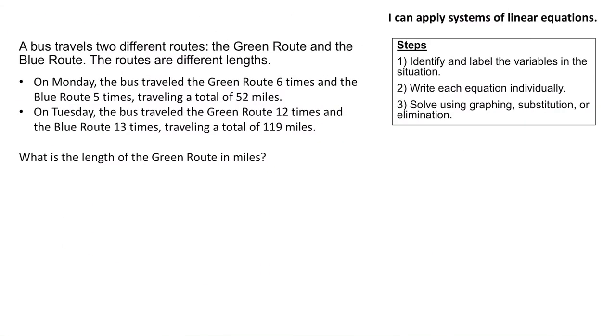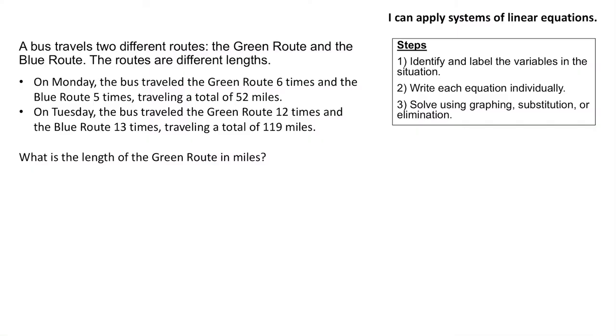So now let's try this problem. A bus travels 2 different routes, the green route and the blue route. The routes are different lengths. On Monday, the bus traveled the green route 6 times and the blue route 5 times, traveling a total of 52 miles. On Tuesday, the bus traveled the green route 12 times and the blue route 13 times, traveling a total of 119 miles. What is the length of the green route in miles?